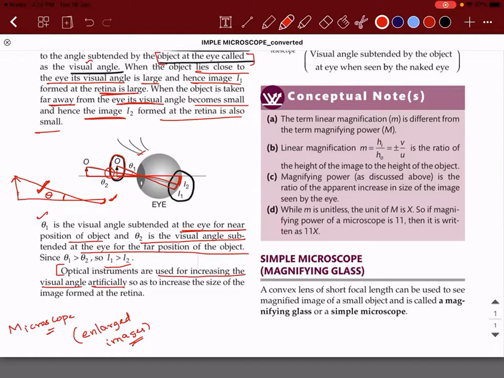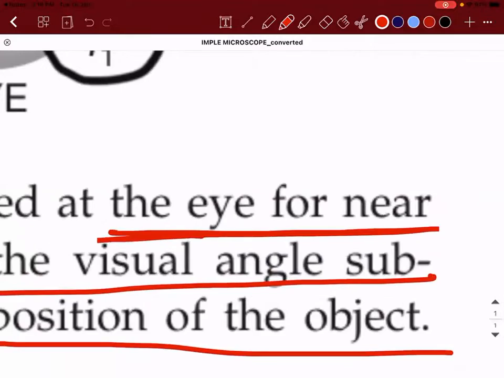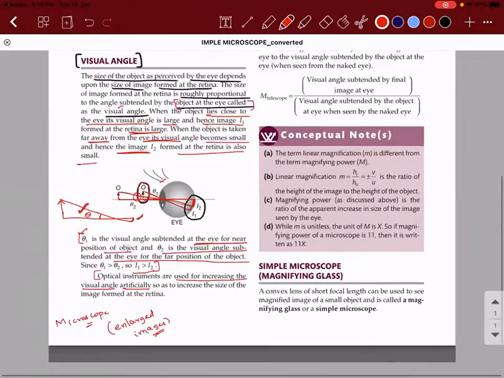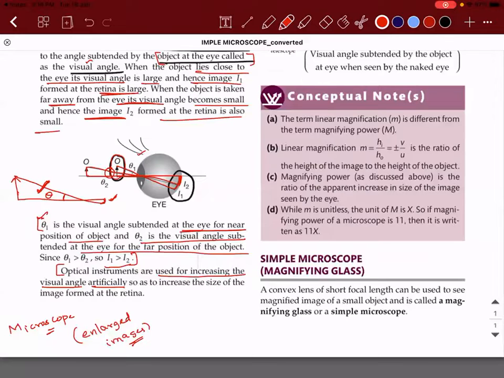So what are you able to understand? The more the visual angle, the more the size of the image, and the more detail you can see with respect to that image. For example, if I zoom in, you're able to see things better compared to the zoomed out position. So for having better details, we are going to increase the visual angle of that particular object formed at the retina using some artificial method, and that artificial method is what is done by these optical instruments.